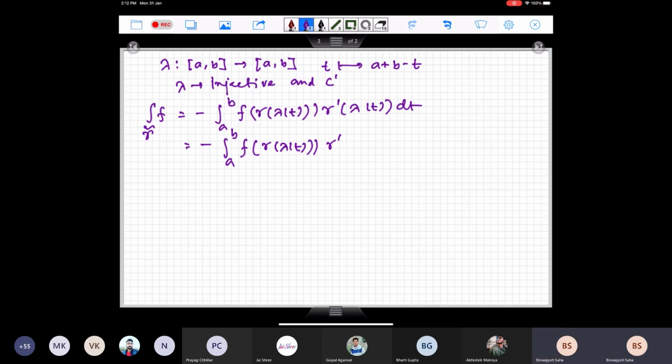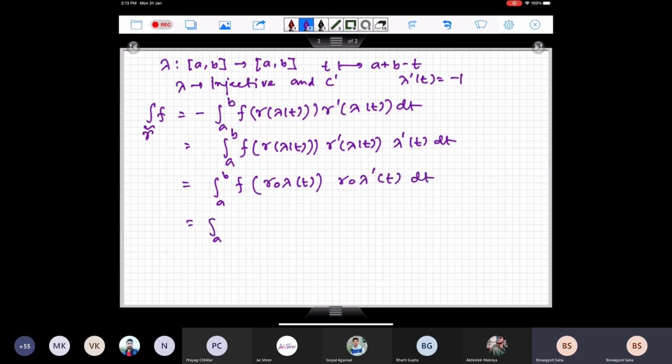sorry. What I do here, I need to absorb this thing. Here I have gamma prime of lambda t, but I don't have lambda prime t. So what is lambda prime t? Lambda prime t is minus 1. So I write lambda prime t dt. So this is nothing but the integral from a to b of f of gamma composed lambda of t, and then gamma composed lambda prime of t dt. And this we already know, the change of variable works absolutely fine.